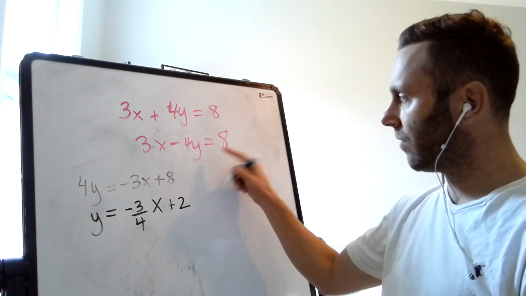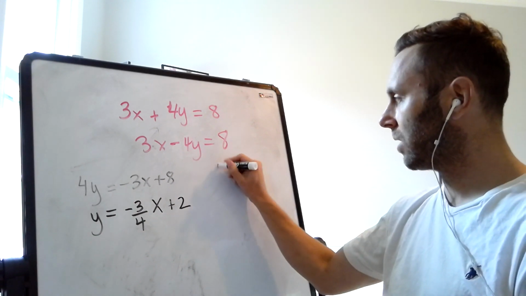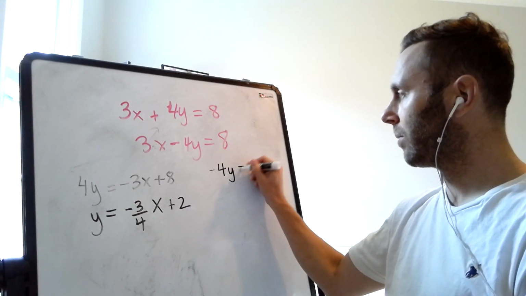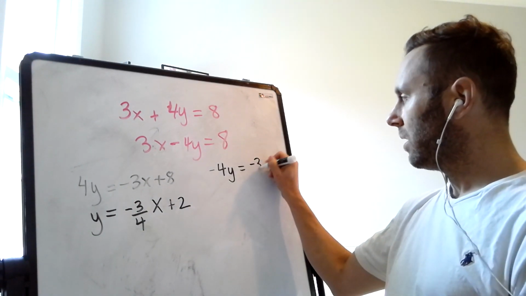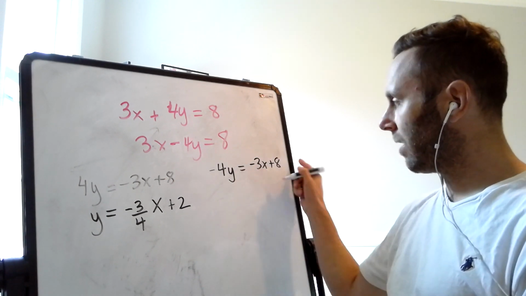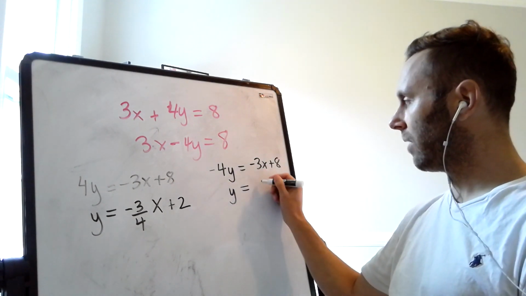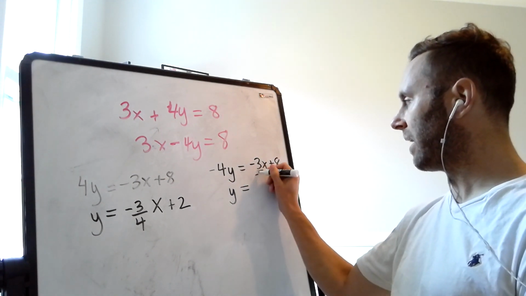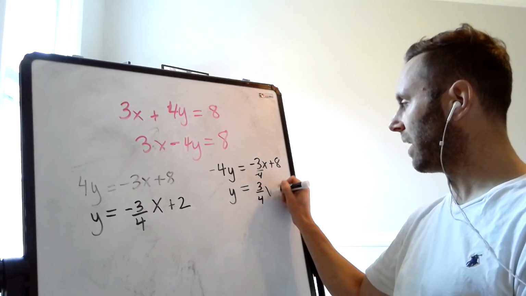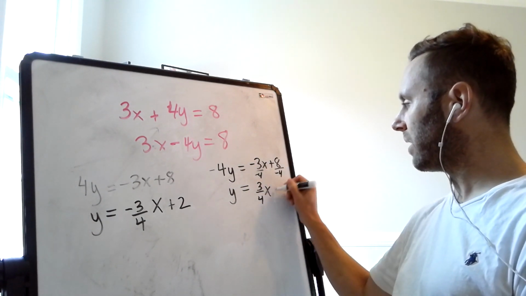For the other equation, I do the same thing and subtract 3x on both sides. That gets me negative 4y, because it's minus 4y, equals negative 3x plus 8. I divide both sides by negative 4, and a negative divided by a negative is a positive 3/4 x. And then here you get negative 2.